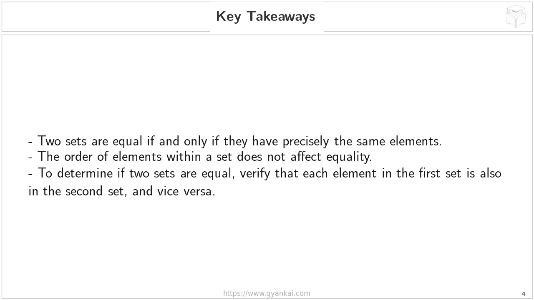Finally, to determine if two sets are equal, you need to verify that each element in the first set is also in the second set, and that each element in the second set is also in the first set. This is the systematic way to check. Don't just look for similarities, you need to confirm a complete two-way match. Keep these takeaways in mind, because in the next slide, we'll be discussing some common mistakes students make when working with equal sets. Understanding these key points will help you avoid those pitfalls and confidently identify whether two sets are truly equal.